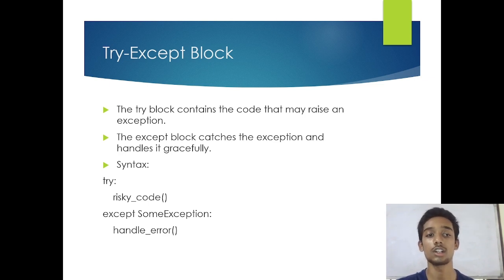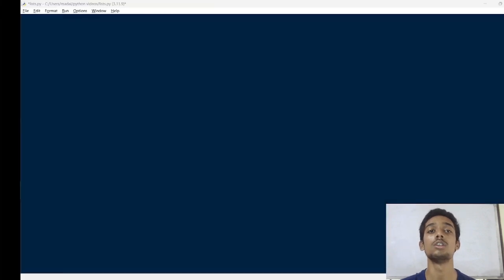So the syntax for writing this is, in try you put the risky code which you think might raise an exception, and in the except block mention the type of exception it is going to raise, and you can say how to handle it if such an error is generated. So let us try to understand this try except block in Python code.